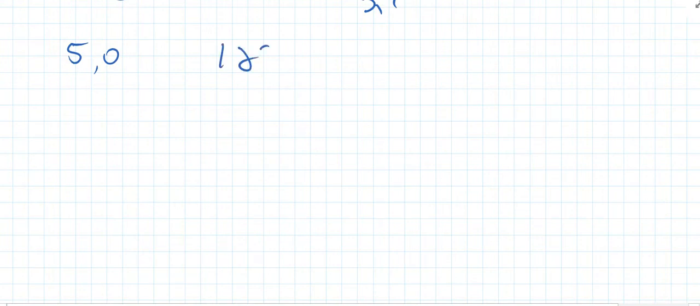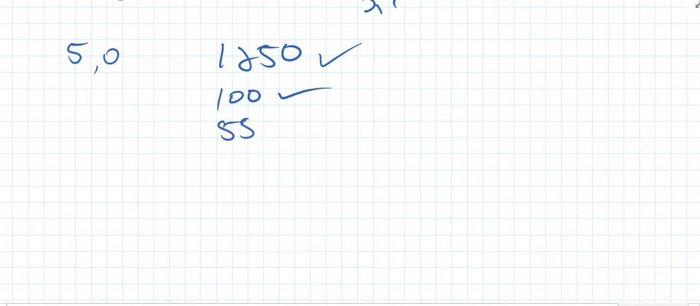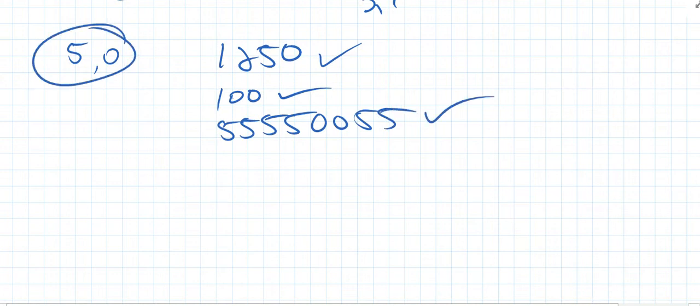Another quick division trick is how to know if it's divisible by 5. If it ends in 5 or 0, it's divisible by 5. It's as simple as that. So if you have the number 1250, it's divisible by 5. If you have the number 100, it's divisible by 5. If it ends in 5 or 0, it's divisible by 5.